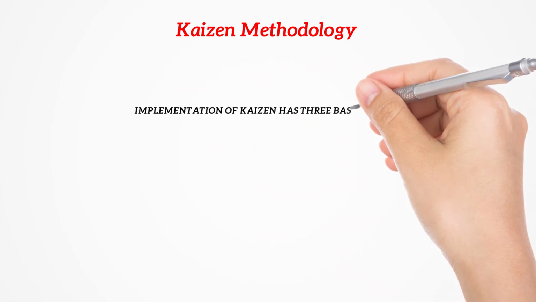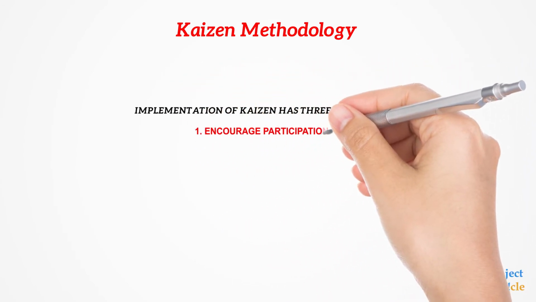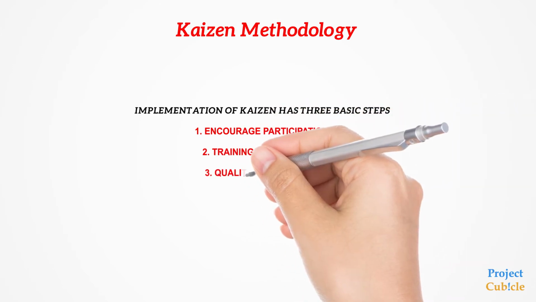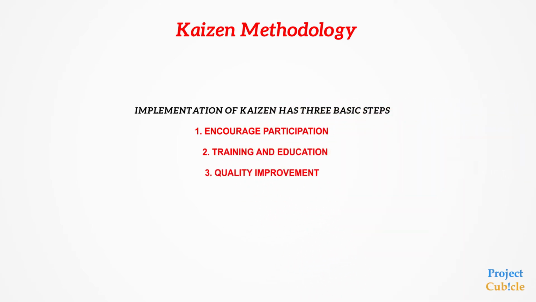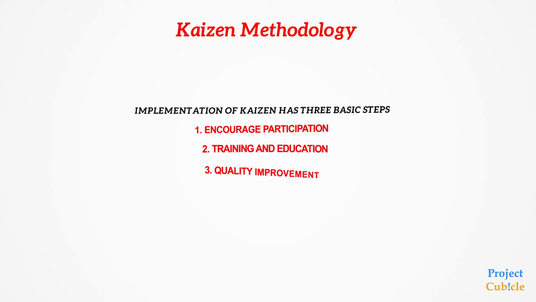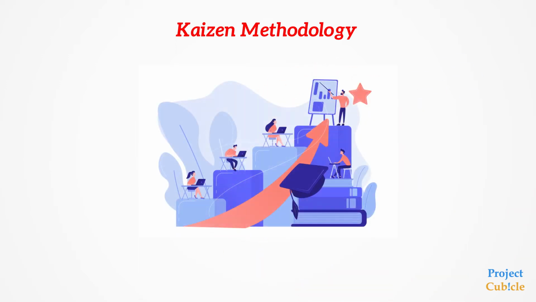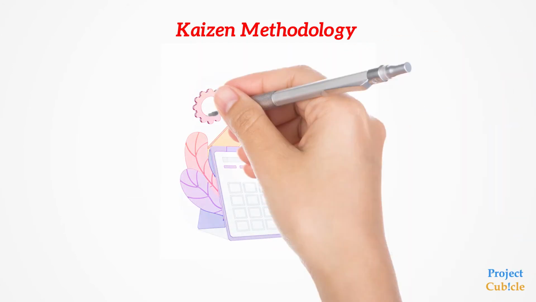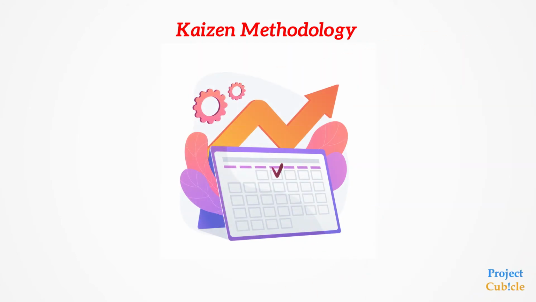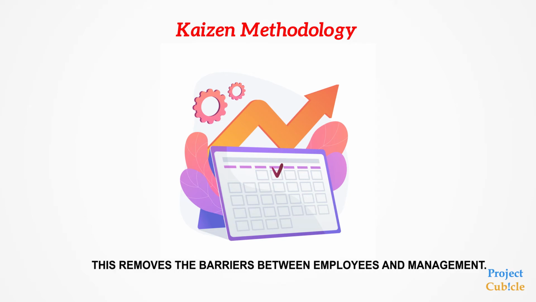Implementation of Kaizen has 3 basic steps. 1. Encourage participation. 2. Training and education. 3. Quality improvement. Kaizen helps to identify and quickly remove waste in all phases of an organization through improving standardized tasks and processes. For a successful Kaizen implementation, employees should be encouraged by the top management. With the help of Kaizen boards, employees can post their ideas and decisions for each process. This removes the barriers between employees and management.